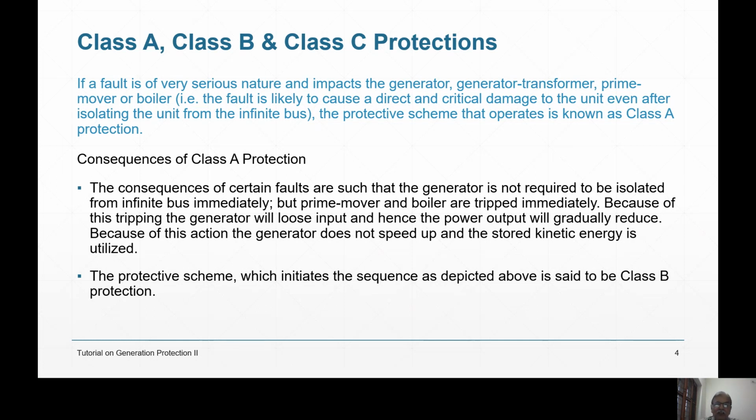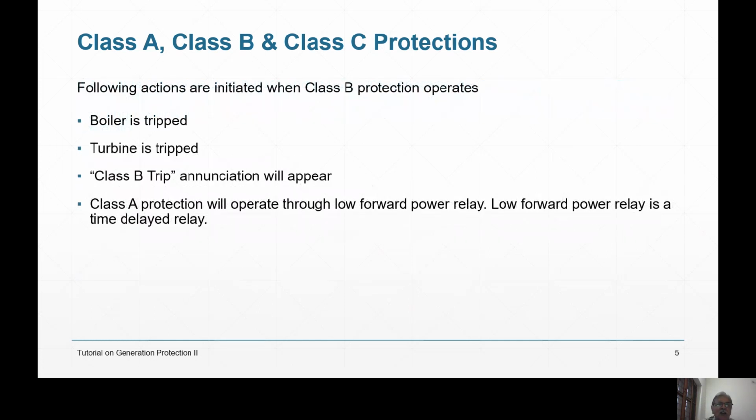So in class B protection, what do they do? In class B protection, we do not trip the generator breaker. What do we do? We trip the boiler. Flames are quenched. Turbine stop valve is closed. So the turbine is tripped. Class B trip enunciation will appear. And therefore, the generator will keep running.